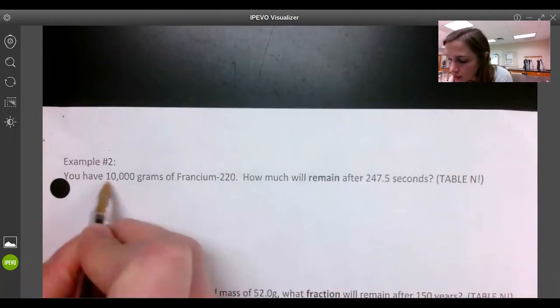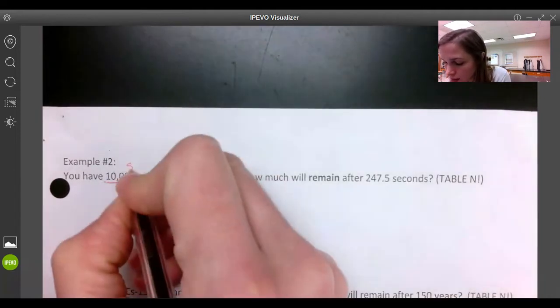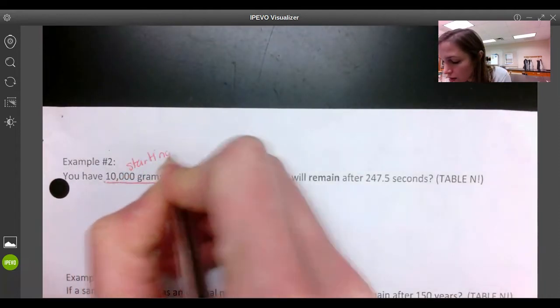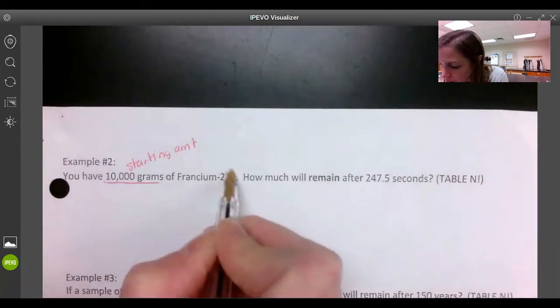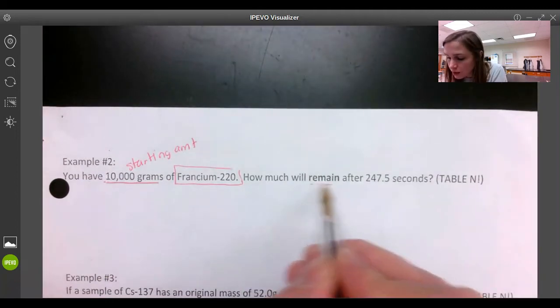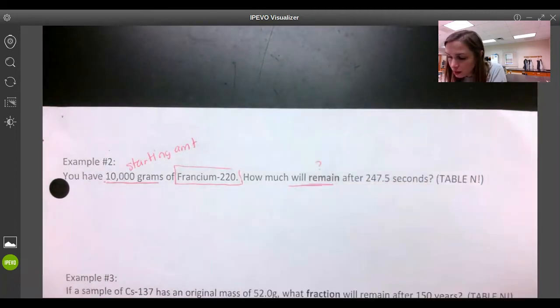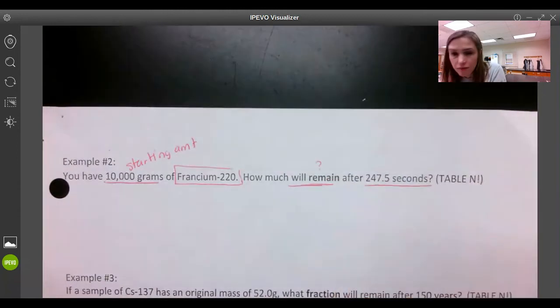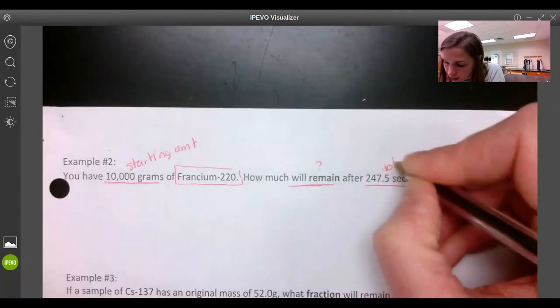So I have 10,000 grams of francium-220. So this is my starting amount. Okay, I have francium-220, which I'm going to have to use table N for to get my half-life. And then it says how much will remain. So how much is at the end after 247.5 seconds. So this is my total time.